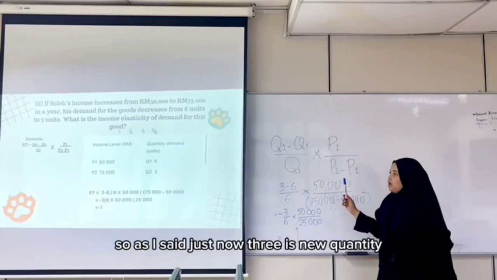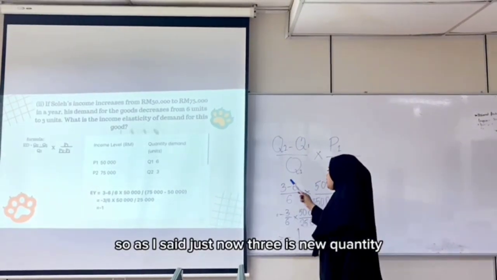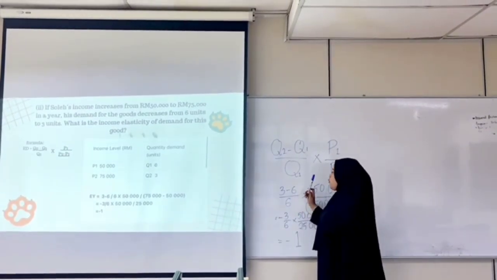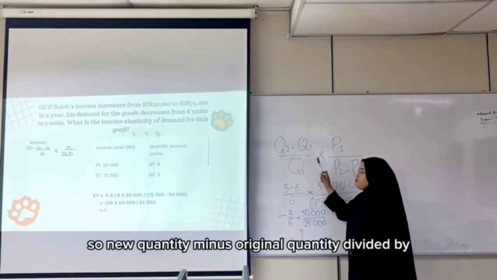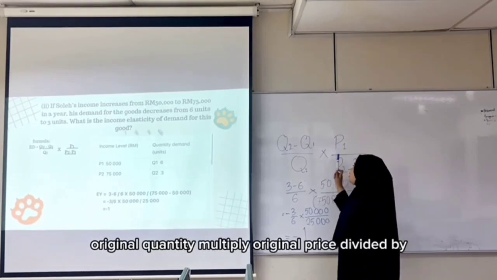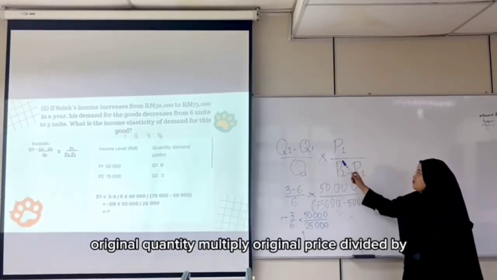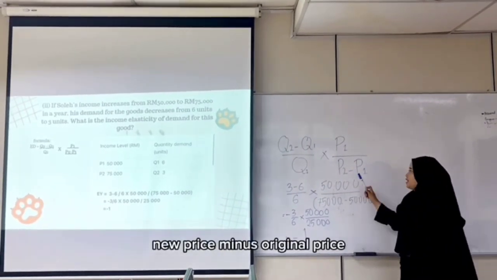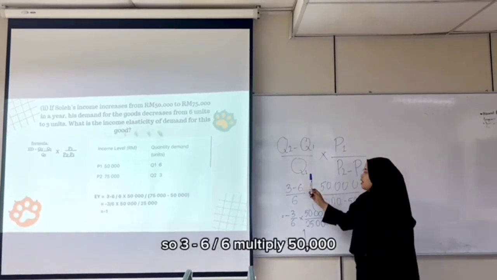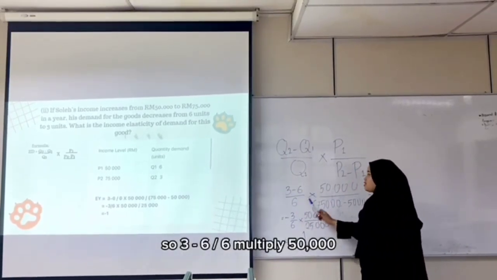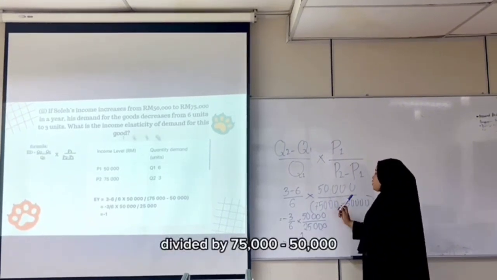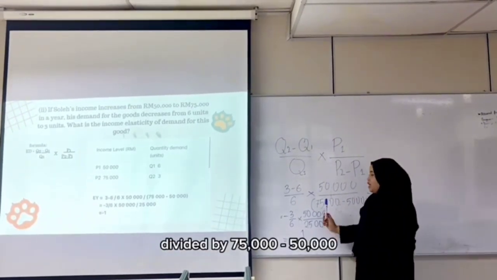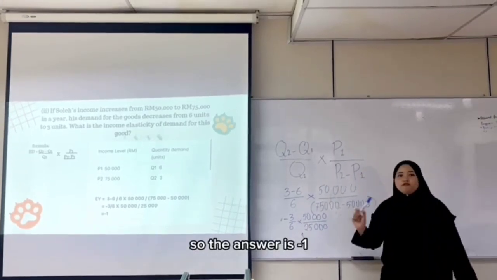So as I said just now, 3 is new quantity. So new quantity minus original quantity divided by original quantity, multiplied by original price divided by new price minus original price. So 3 minus 6 divided by 6, multiplied by 50,000 divided by 75,000 minus 50,000. So the answer is -1.